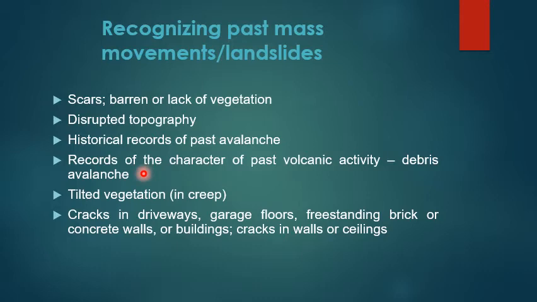there is a possibility that it will occur again, because the rule of thumb is that where you have present landslides, it's probably because they already occurred in the past. And of course, if you observe tilted vegetation, it could be an indication of a creep. Other indicators are cracks in the driveways, garage floors, or freestanding brick or concrete walls, buildings, cracks on the walls and ceilings. These are possible signs of landslides, but not always.